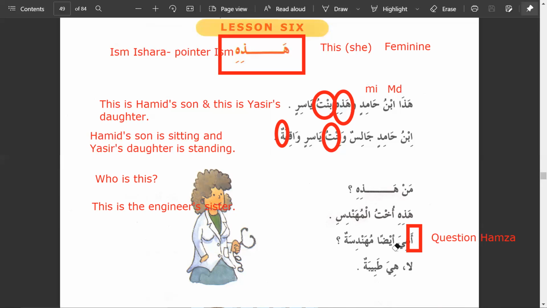Hiya A-izan muhandisatun. Is she... A-izan means also. Is she also an engineer? Here it is 'she', right? Is she also an engineer?